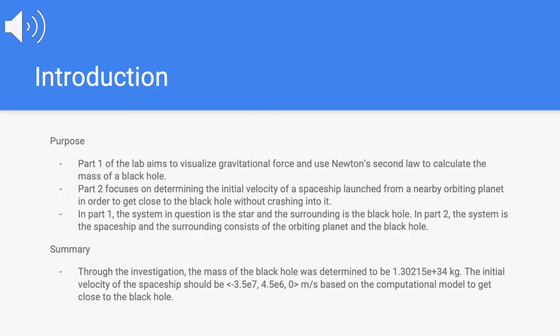Summary of results. Through the investigation, the mass of the black hole was determined to be 1.3 × 10^34 kilograms. The initial velocity of the spaceship should be about −3.5 × 10^7 in the x direction and 4.5 × 10^6 in the y direction, in meters per second.